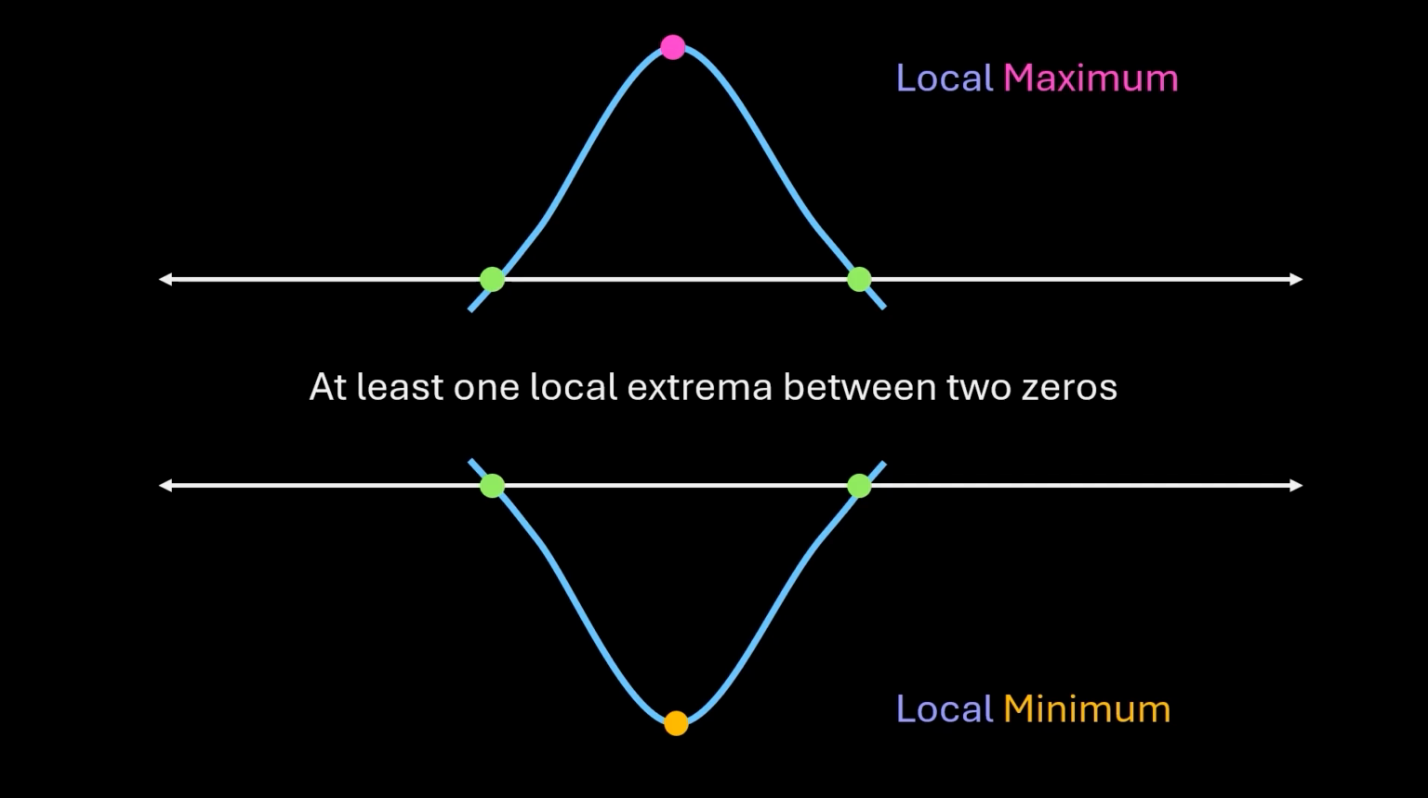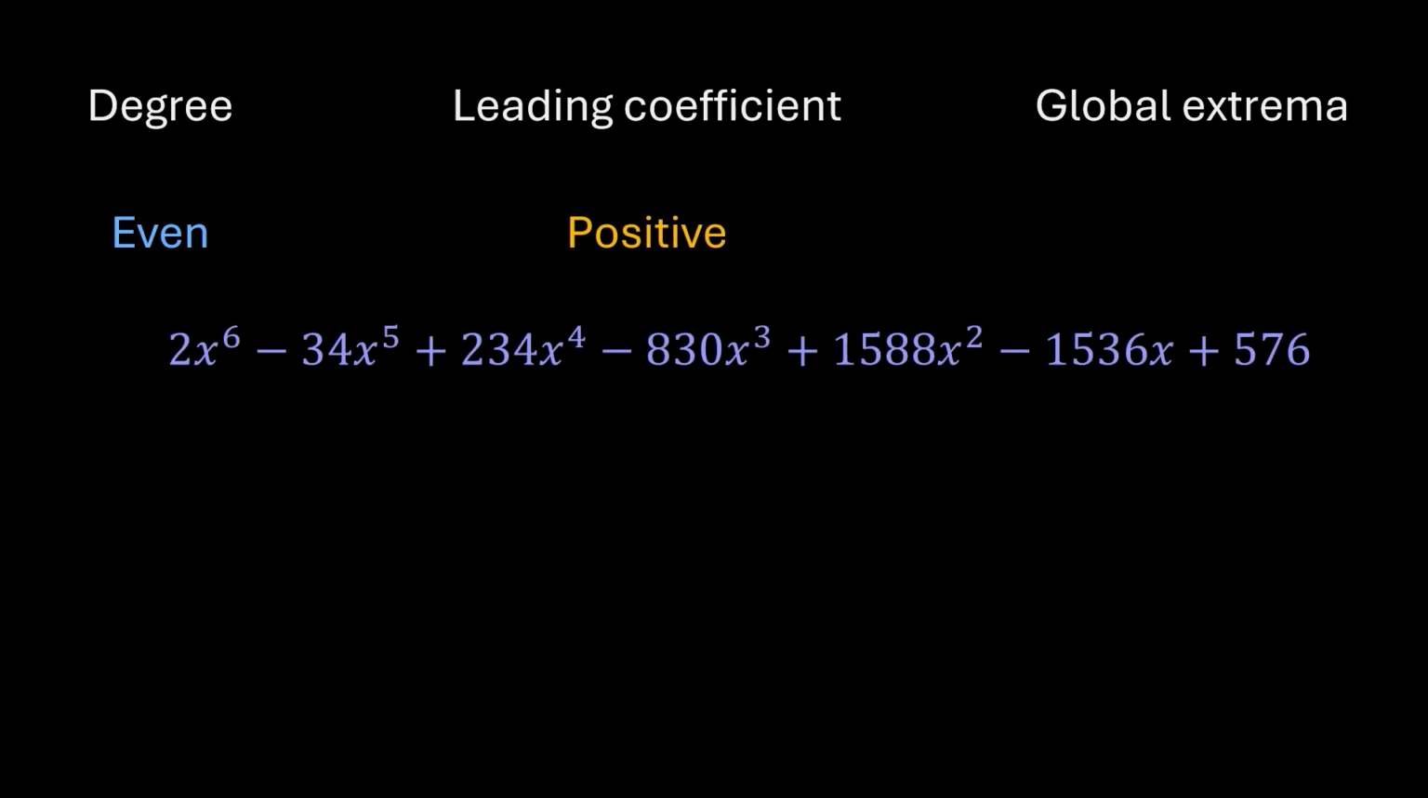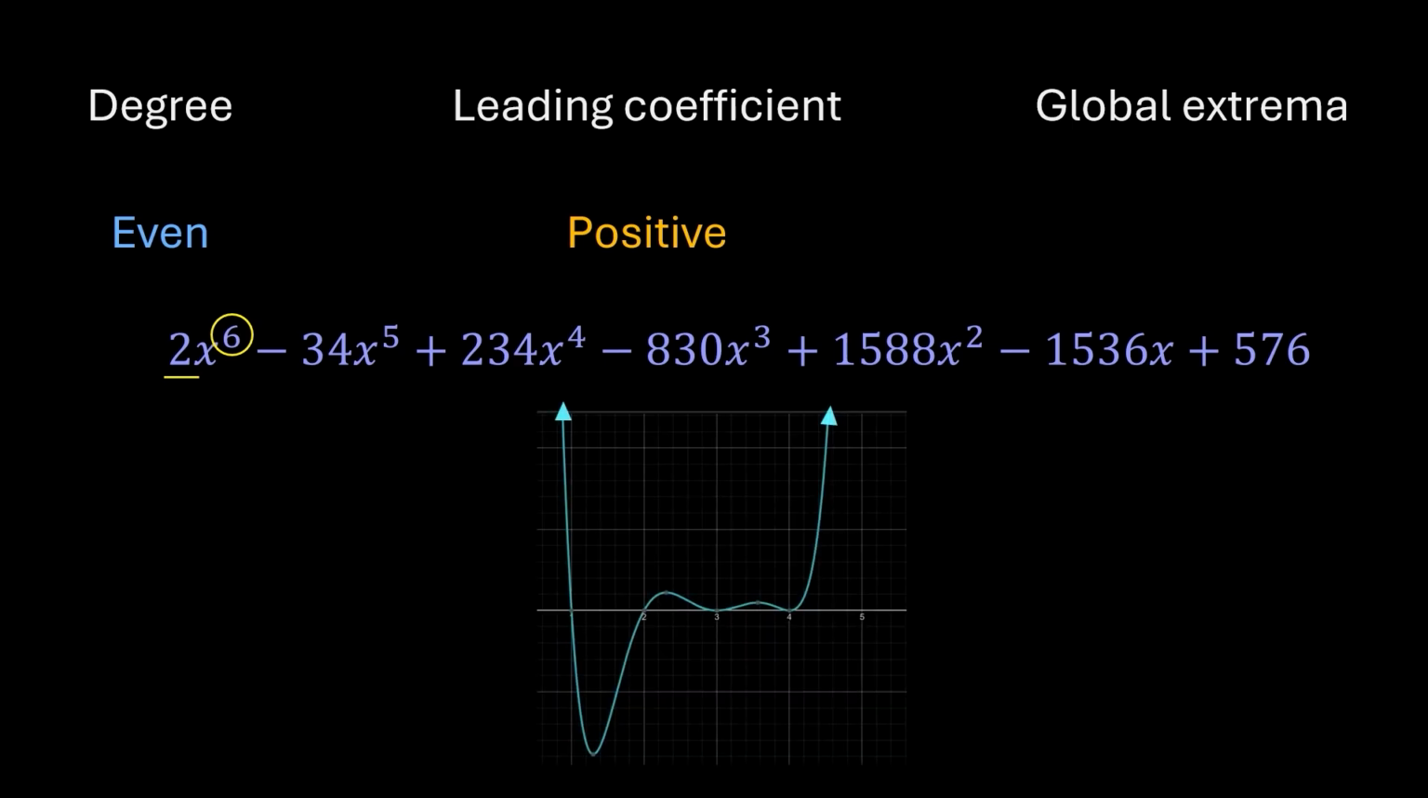Talking about polynomials, based on its degree and leading coefficient, we can tell a few things about its global extrema. If we have an even degree polynomial and the leading coefficient is positive, for example, let's take this function. Here the highest degree is 6. That means it's an even polynomial. And the leading coefficient is 2, so it's positive. If we plot this function, we will get something like this. You can see that both its ends are facing up.